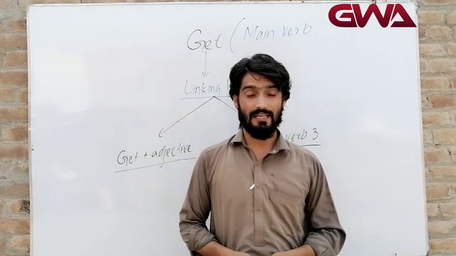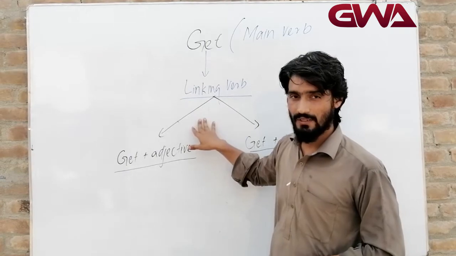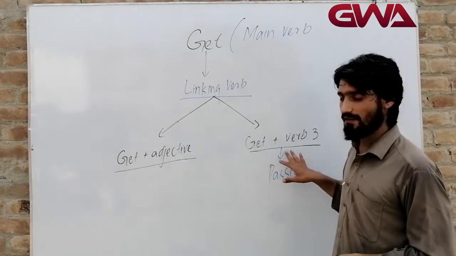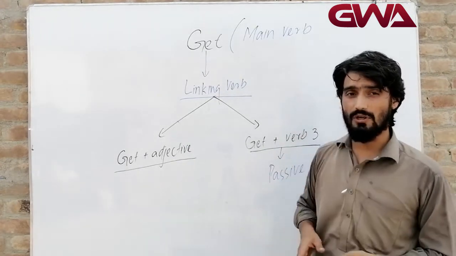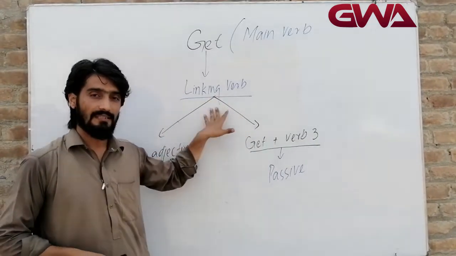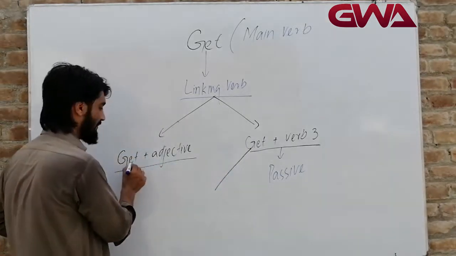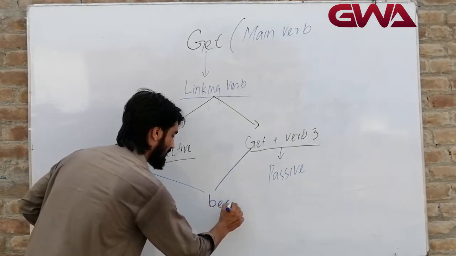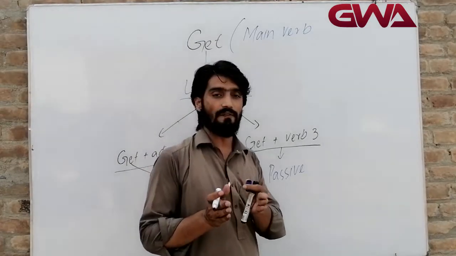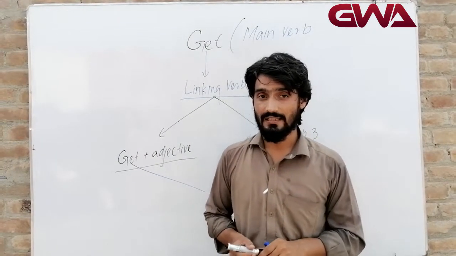Number one, linking verb. Here we will use get as a linking verb. Now, after get, if you see an adjective or the third form of a verb, which is also called the past participle form of a verb, get will function as a linking verb. And here, get means become. It means that you can also use the verb become instead of get. They have the same meaning.